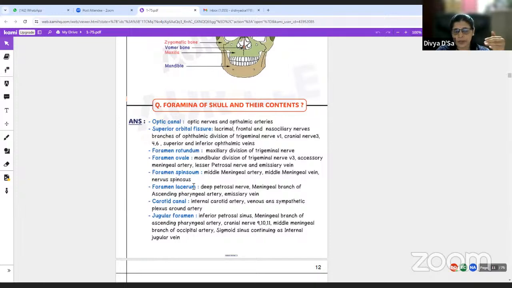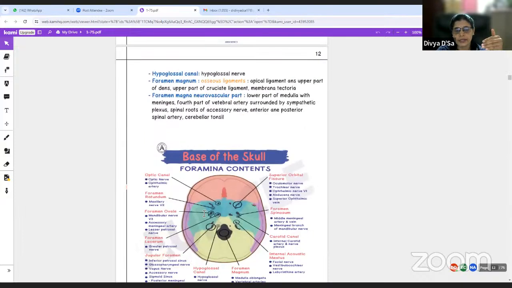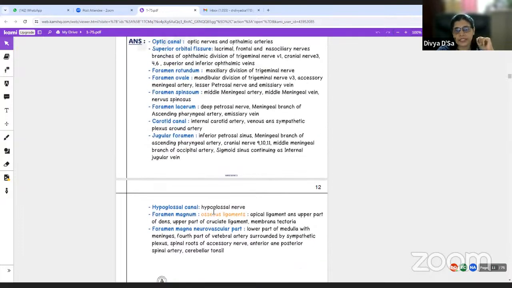Then we have foramen spinosum. Foramen spinosum will be just behind the foramen ovale. So here this is the foramen ovale, and behind that will be the foramen spinosum. Foramen spinosum transmits the middle meningeal artery, middle meningeal vein, and nervus spinosus, that is the recurrent meningeal branch from the mandibular, passing through that.